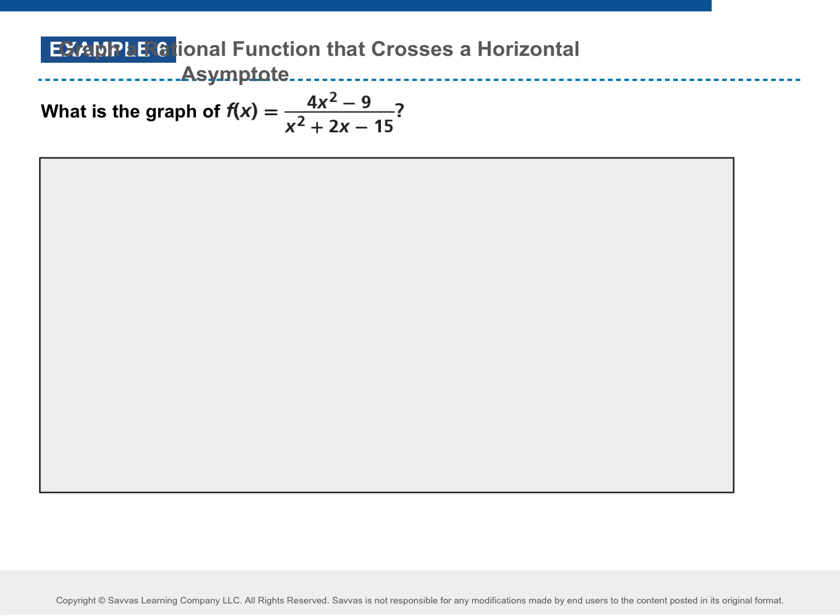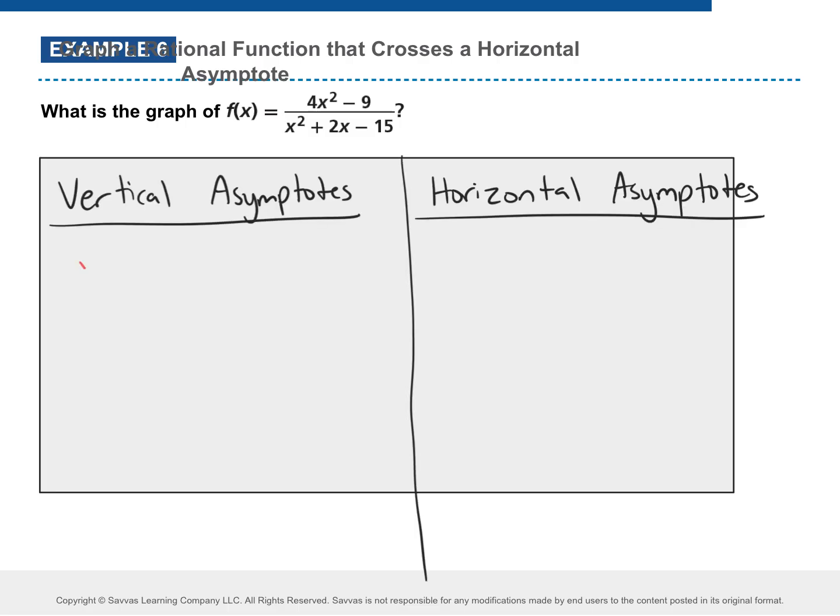Okay, so starting with our vertical asymptotes, how do we find those? What with the denominator? Yep, denominator, which is the bottom part of the fraction. Take that denominator, x squared plus 2x minus 15, set that equal to what? 0. So now that next step says factor and solve.